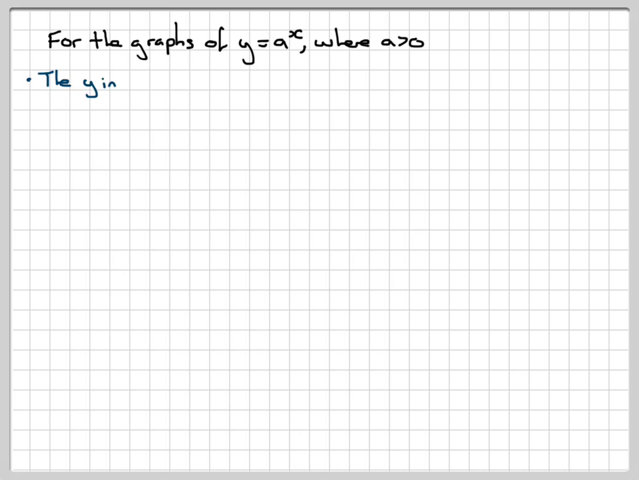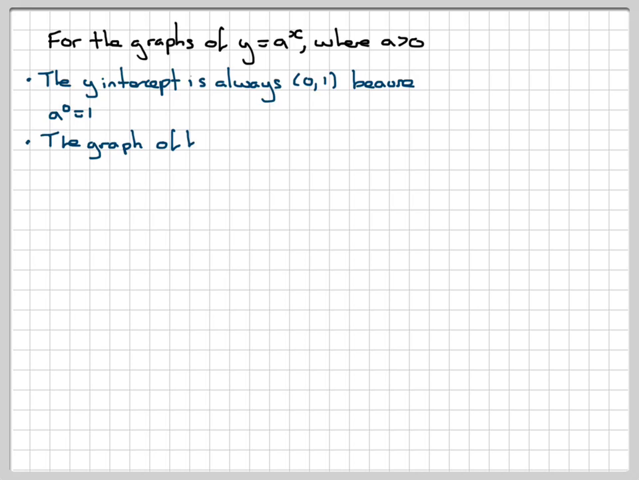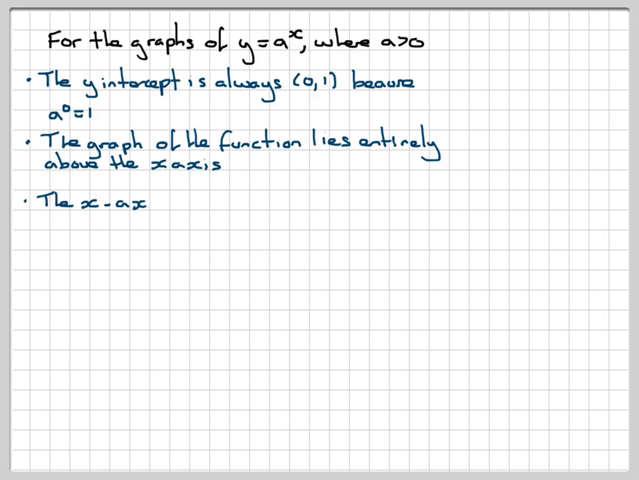For the graphs of y is equal to a to the x, where a is greater than 0, the y-intercept is always 0, 1, because a to the 0 is equal to 1. The graph of the function lies entirely above the x-axis. The x-axis is an asymptote. I'll just explain that to you.